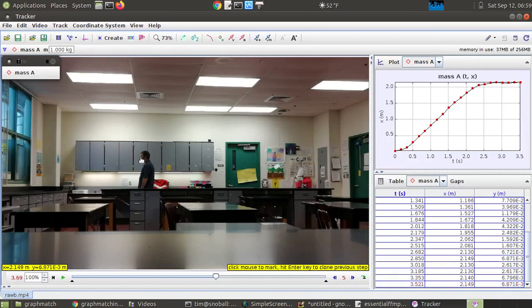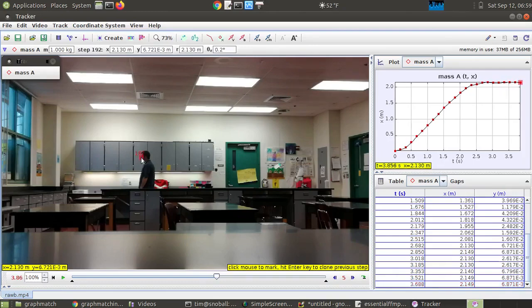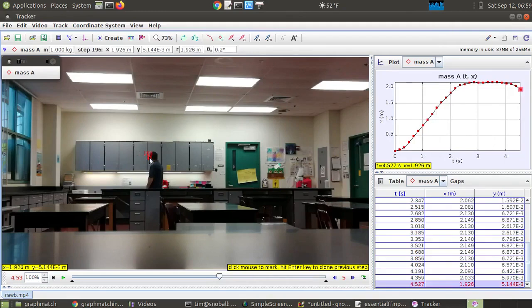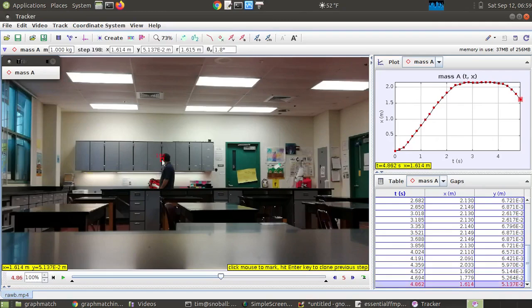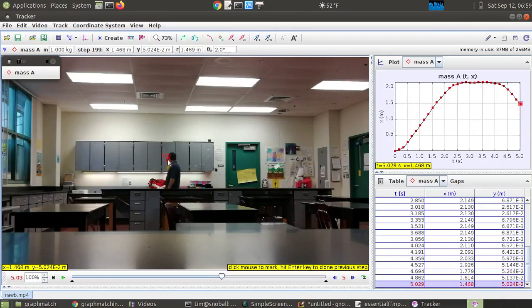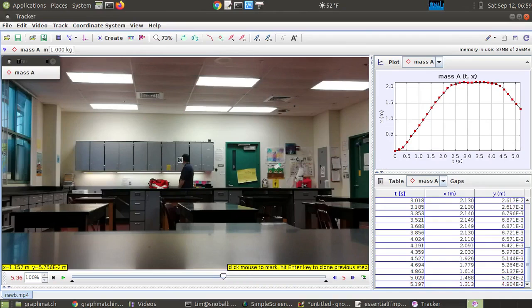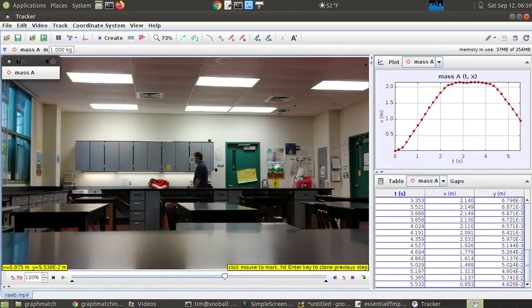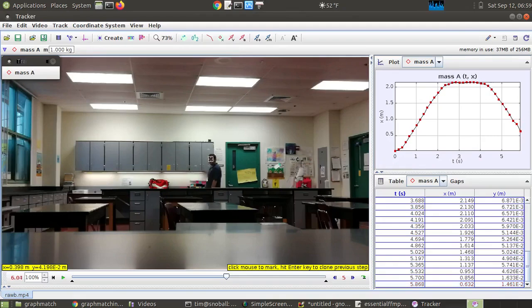So at some point I'm going to start moving backwards, and how do you think that's going to look? I wonder what I'm looking at. Probably just trying not to crash into anything. But if you look at the graph, you can see it's representing negative velocity, or moving in the negative direction.